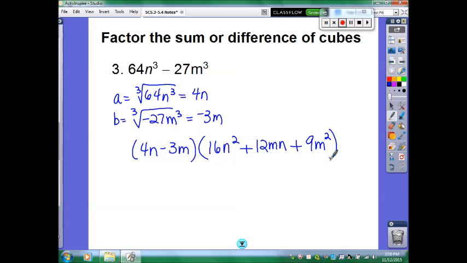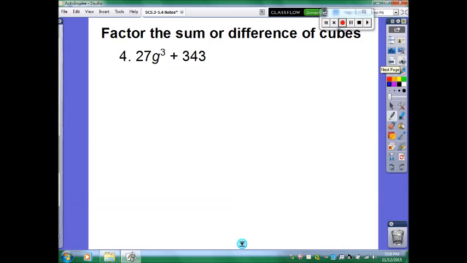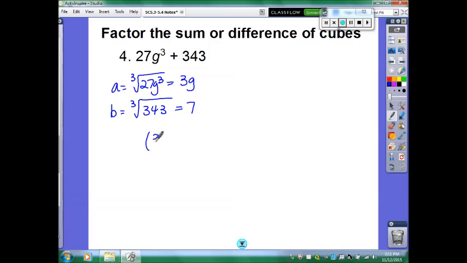Okay? All right, one more. If you want to try it on your own before me, then pause the video for a moment. All right, so let's see what we got. A is going to be the cube root of 27g to the third, which is 3g. B is the cube root of 343, which is 7. All right, put them together for the binomial.